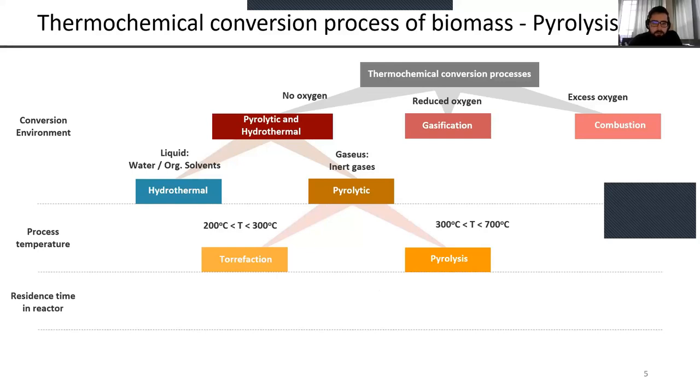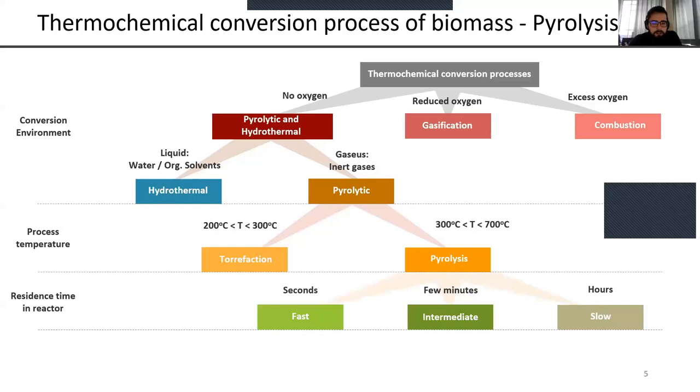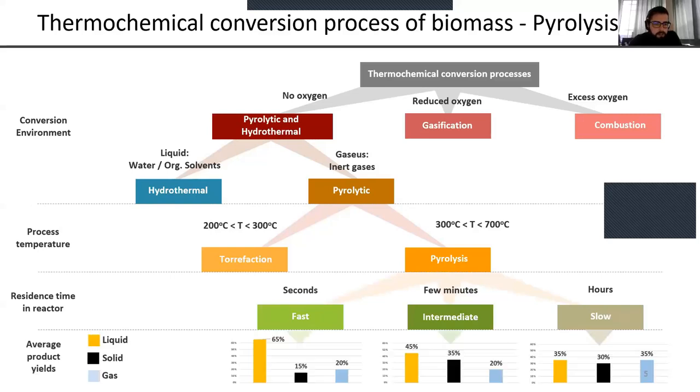Then we can divide the pyrolysis processes by the biomass residence times in the reactor. When the biomass residence time is within hours, we call it slow pyrolysis. When it's several minutes, we call it intermediate pyrolysis. And if it's very fast and the biomass residence time is counted in seconds, we call it fast pyrolysis. Why do we divide them? We divide them because they differ in the average product yield. For fast pyrolysis, we obtain liquids. The liquids are the most abundant product from the process.